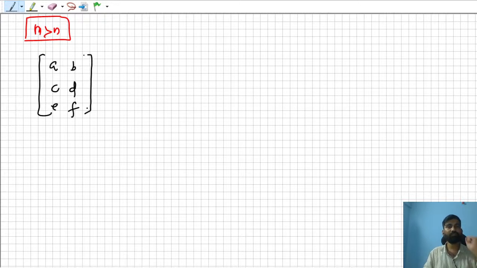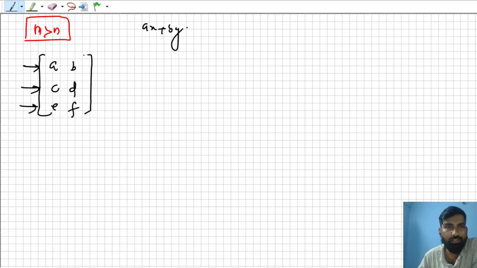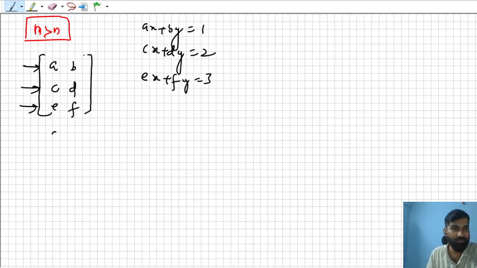If this is the situation, how many equations are there? One equation, two equations, three equations, right? Like this: ax plus by equal to 1, cx plus dy equal to 2, and ex plus fy equal to 3. So you have to immediately write the augmented matrix. So it is a, b, c, d, e, f, and 1, 2, 3.